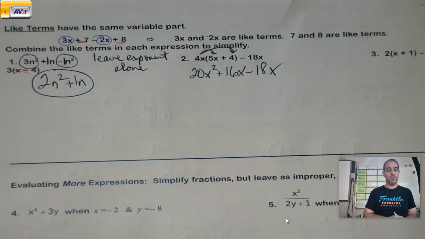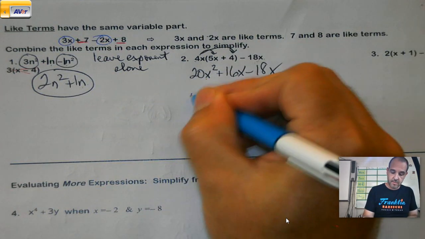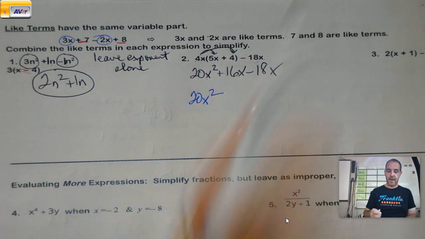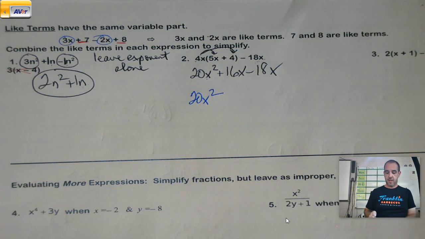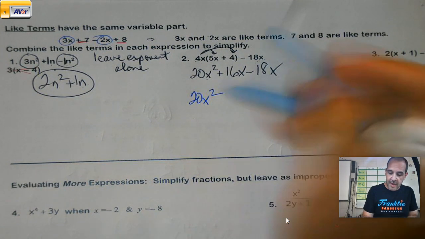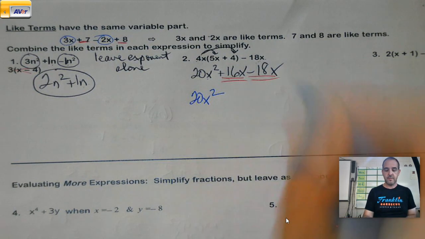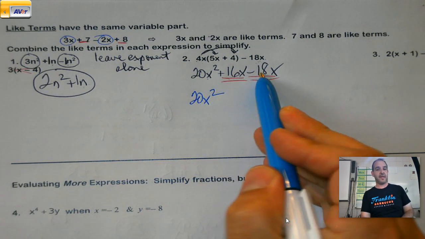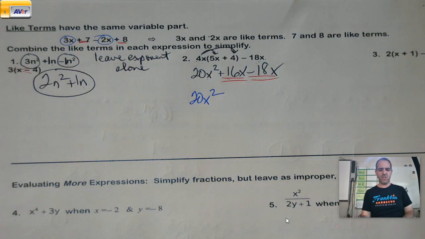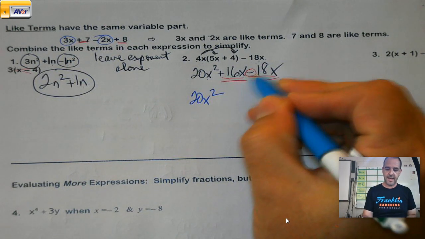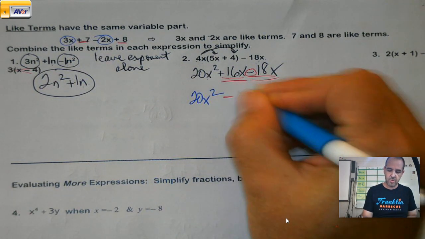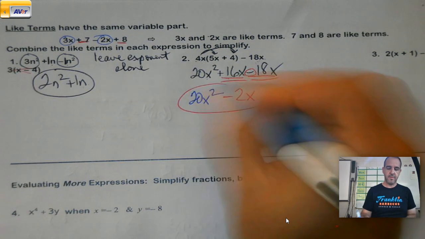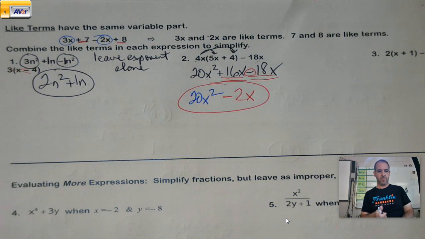And now we go back to what we were doing in the last step. Do I have like terms? Well, I don't see any other x squareds, so we'll leave that part alone. And then the x's, watch your signs. 16 minus 18. Well, 18 minus 16 is 2, but the 18 has the bigger number, so we keep the negative. And we're set.